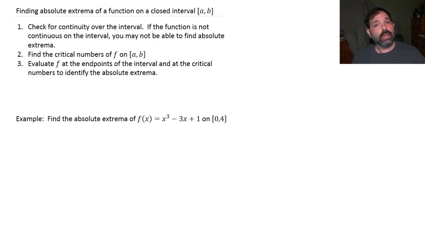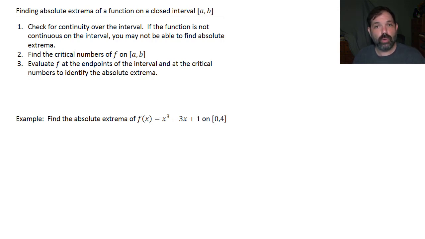Now that we've got some of the theory out of the way, let's talk about how we actually find extreme values of a function on a closed interval. First thing we have to do is check the continuity over that interval. Remember that if the function is not continuous over the interval, there's no guarantee that there will be extreme values. Second, we're going to find any critical numbers for the function over that interval.